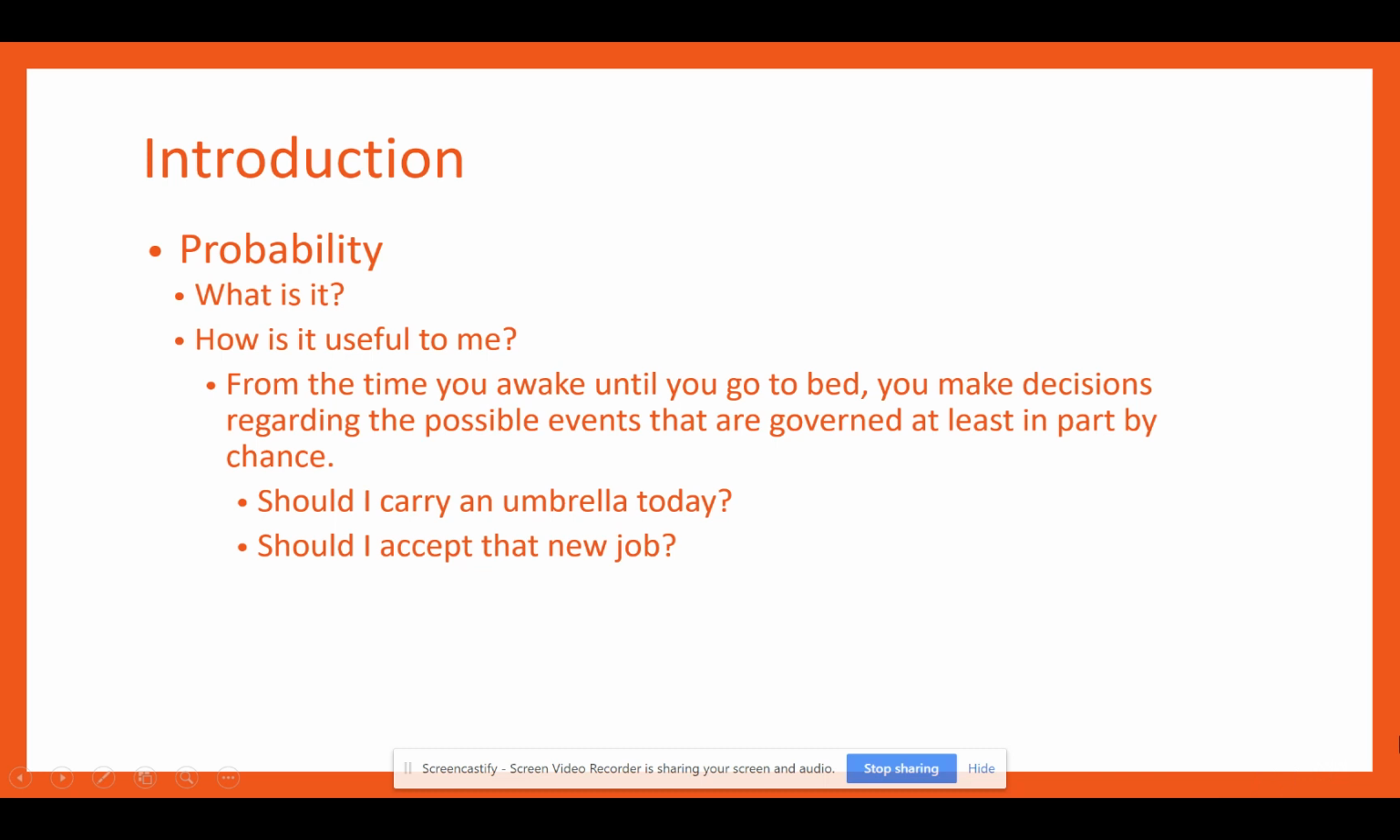Should I accept that new job? Will I have enough gas to get to school? Should I stop and put gas in the car even though I'm going to be late? So a lot of the decisions we make are governed in part by probability. Now, we don't go around thinking about this. We don't go, oh, the probability is this and the probability is this. But it's kind of always running, in a sense, in the background.